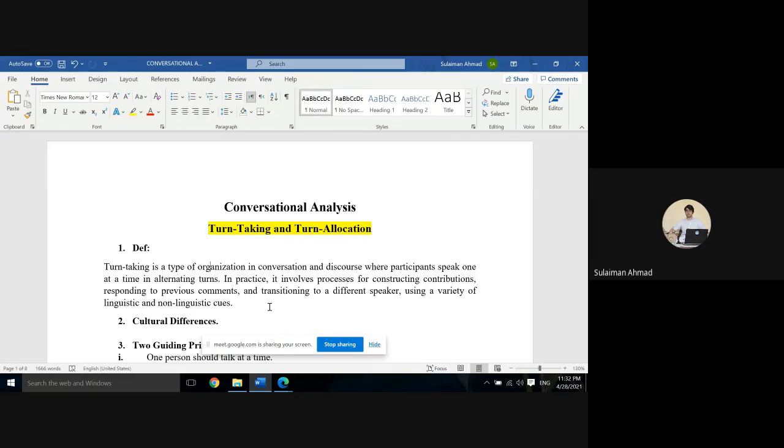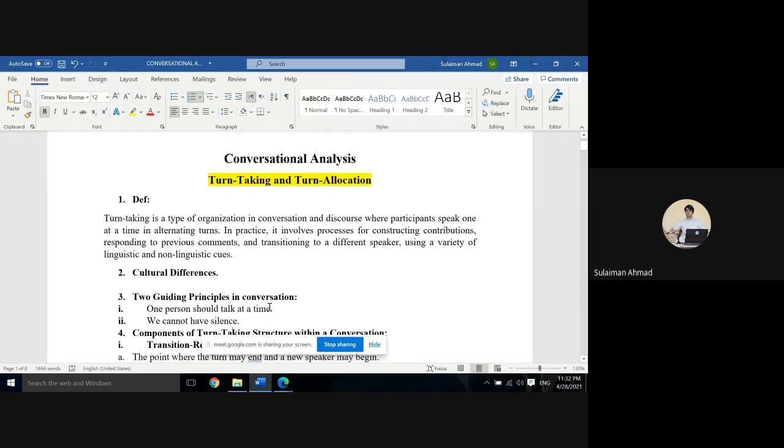I'll share the file with you. You may later on go through these points. I have collected these points from multiple sources. I'll share the references with you as well. And those sources, of course, I have already shared with you. I'll be briefly discussing, and then you may later on read these things from the file, which I'll share with you after this session. So let's talk about the definition of turn taking.